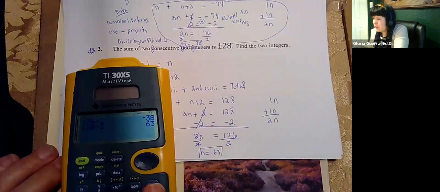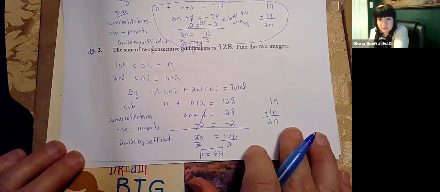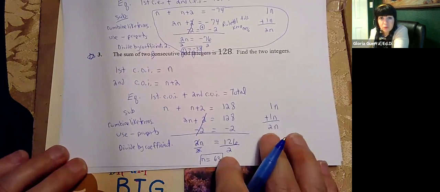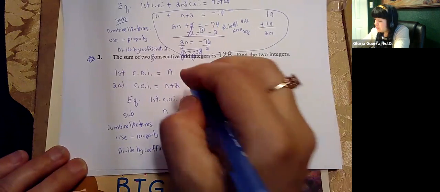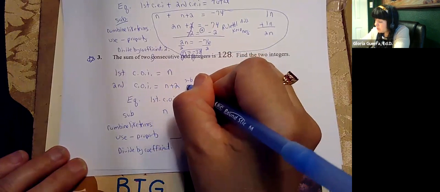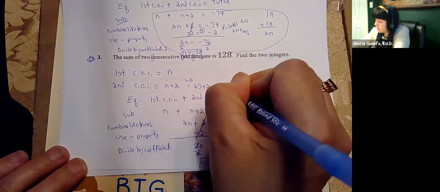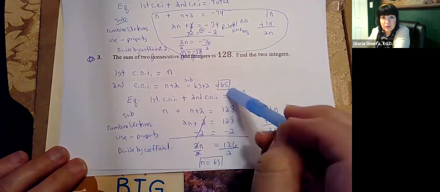It's not even. Remember, evens end in 0, 2, 4, 6, or 8. Otherwise, if it's not even, it's odd. So that looks good. But that's only one of them. You've got to find 2 of them. So to find the other one, you use this list here and you do a sub. And this is 63 plus 2, which is 65. So those are your 2 numbers, 63 and 65.